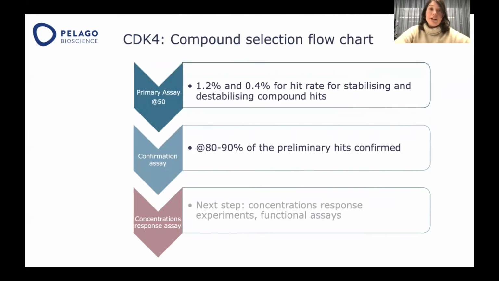Looking at the hit rate for CDK4, we had a hit rate in the primary assay for the stabilizing compounds of around 1.2 and 0.4 for the destabilizing compound hits. When we reviewed the data from the confirmation assay, taking into consideration all 3 concentration points, around 80 to 90% of the preliminary hits have been confirmed. The next step, we're planning to do concentration response curves, so 10 different concentrations, and also potentially following this up with some functional assays.